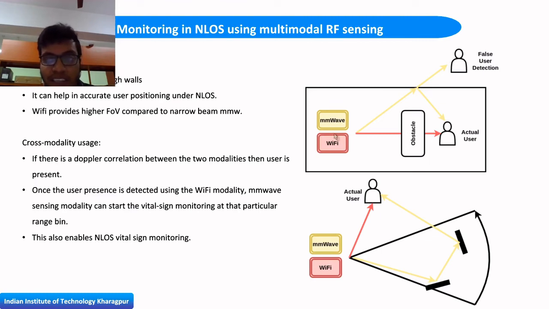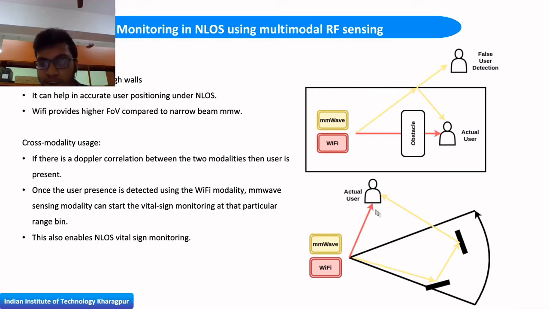So our task is basically to use this Wi-Fi modality, because Wi-Fi has better penetrability and a better coverage area. We are going to use help from Wi-Fi to capture the actual location of the user. And once the user's presence is detected, I will use the mmWave modality to understand the small-scale movement happening at the user end, right? So that's the idea that we are thinking of. Basically we are trying to figure out vital sign monitoring of a human in non-line-of-sight scenarios where mmWave fails but Wi-Fi can capture. This is one perspective.